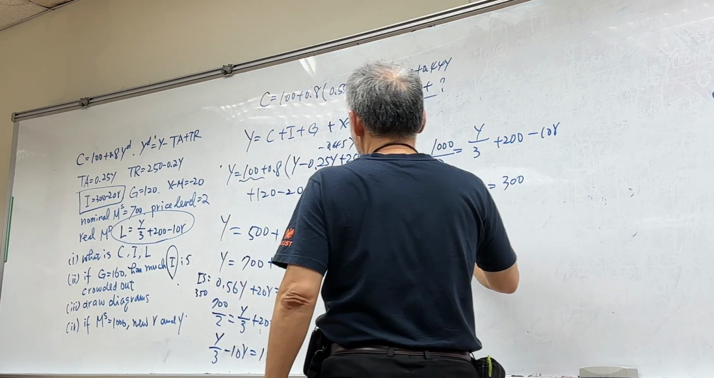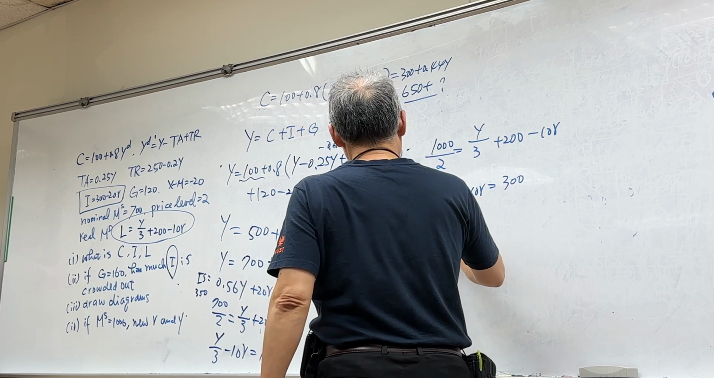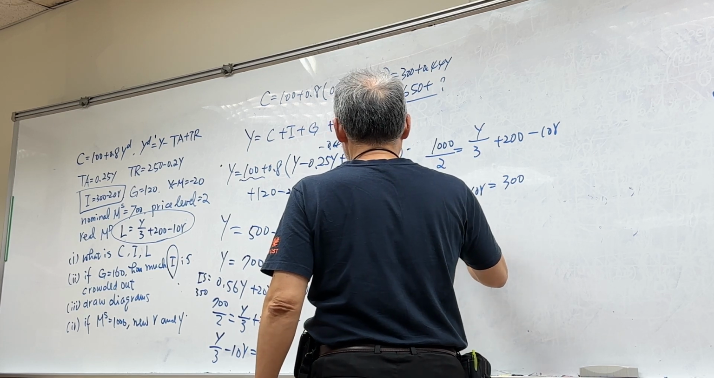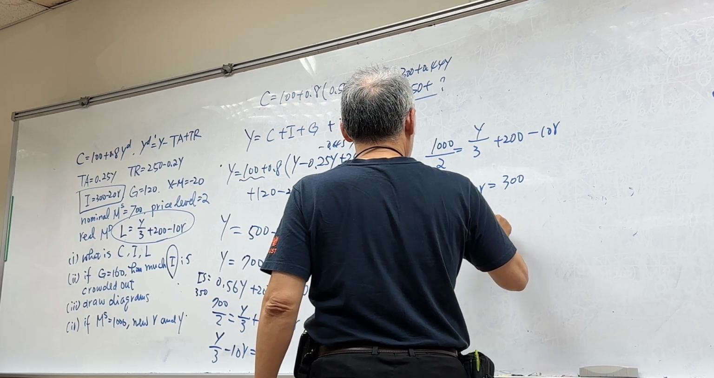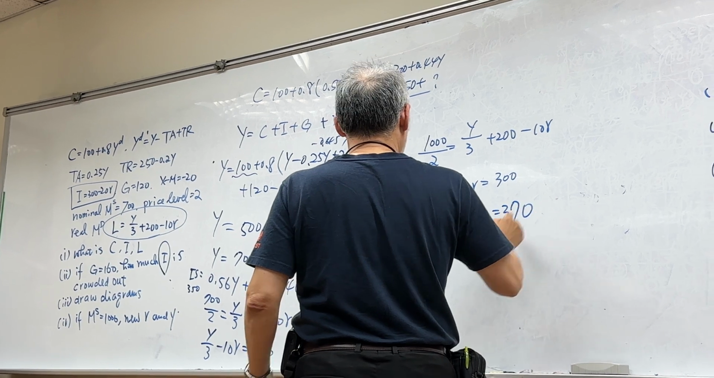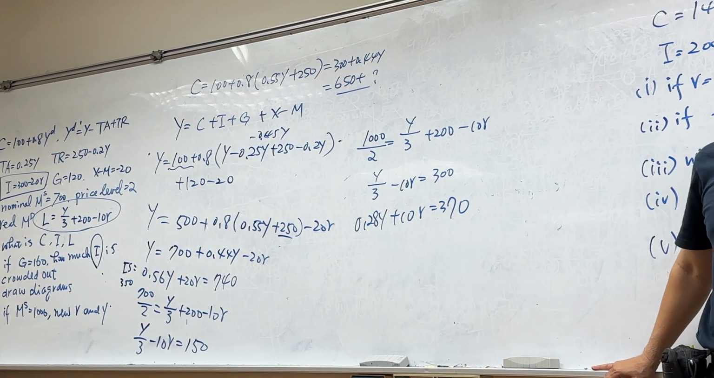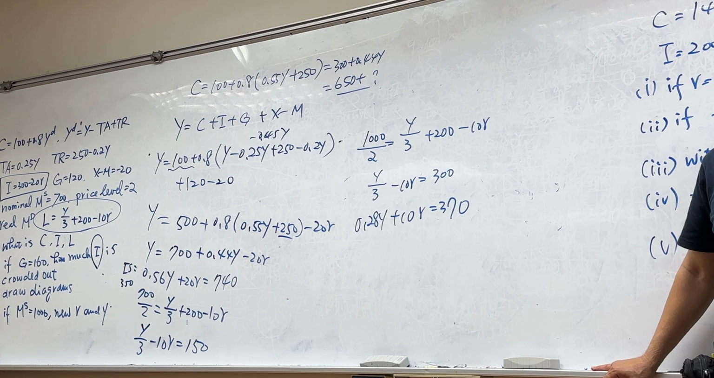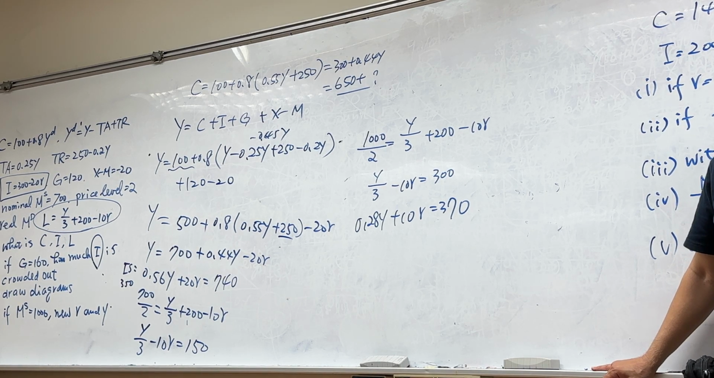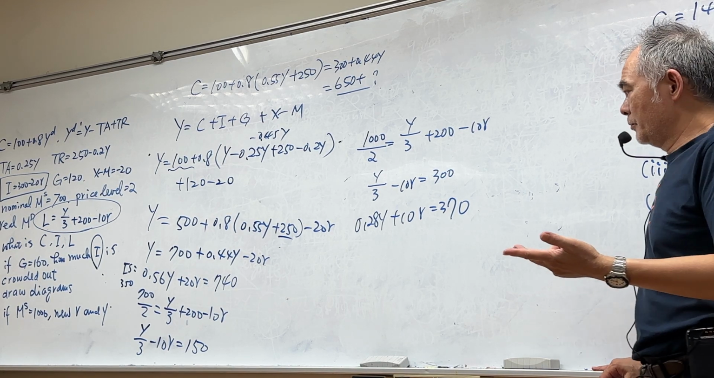So then you have 0.28y plus 10r is equal to 370, okay? So the rest of it is just a calculation, okay? If you have a calculator, you should be able to find the answer.